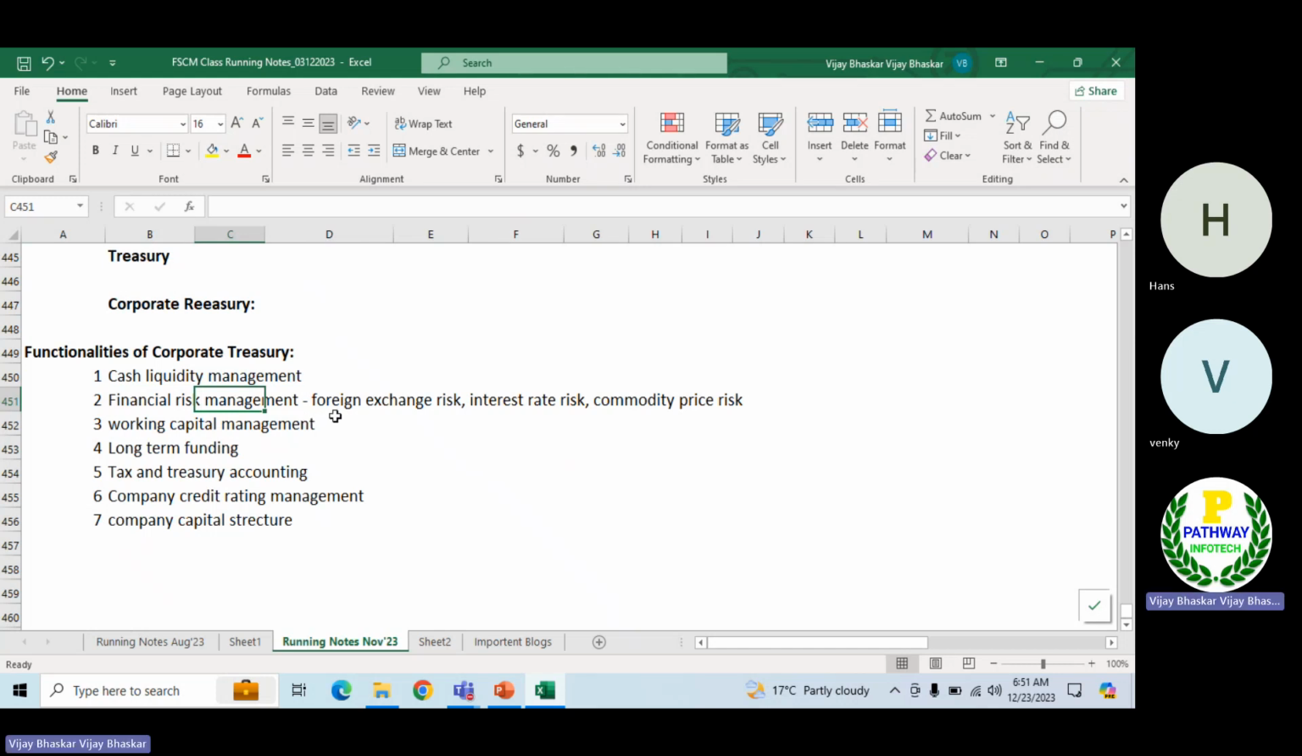If that is the situation, how are we going to handle the risk in foreign exchange transactions? Can we enter into some contracts now itself? Because in future we don't know what rate we will receive from the customer. That is the reason the corporate treasury handles the foreign exchange risk.